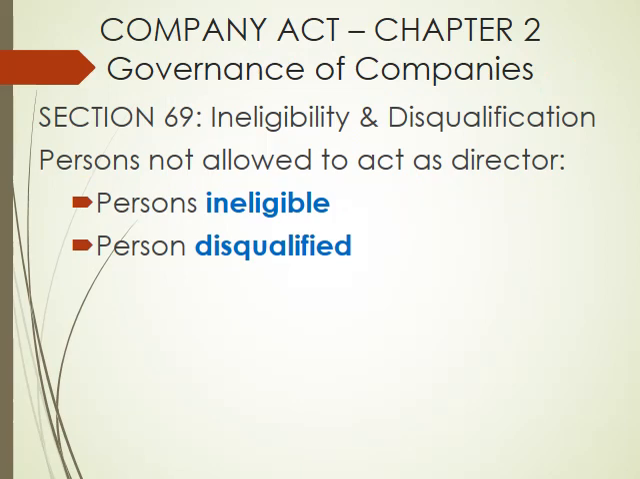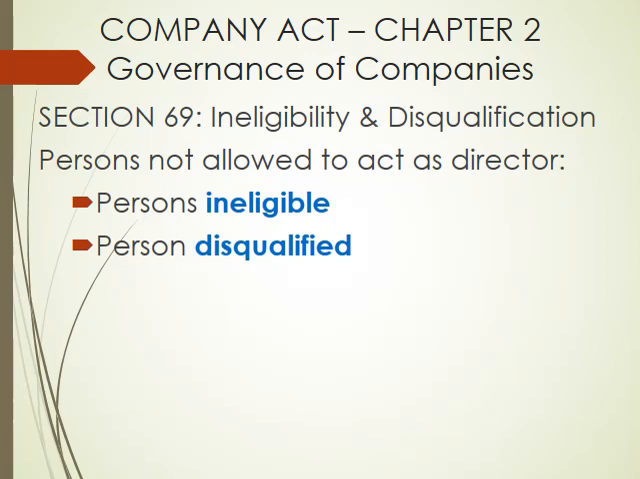Okay, section 69 talks about the ineligibility and disqualification of directors. These are persons who are not allowed to be directors of a company. You could be ineligible, for example, if you are a juristic person, i.e. a company cannot be a director of another company. Or it is a minor who cannot act as a director, or a person who is legally incapacitated, or any other person in the MOI. That is for someone who is ineligible, i.e. he cannot be a director inherently.